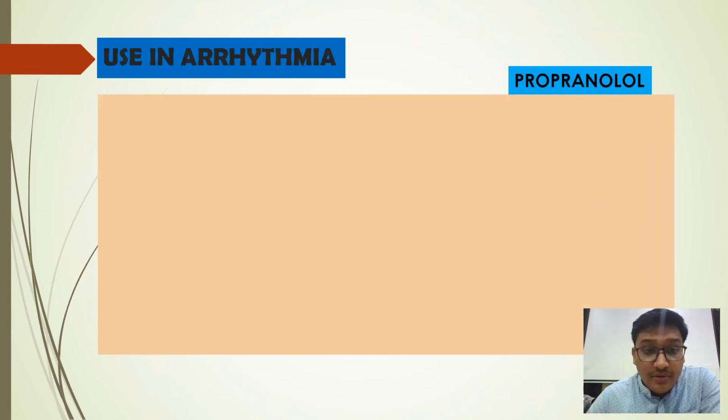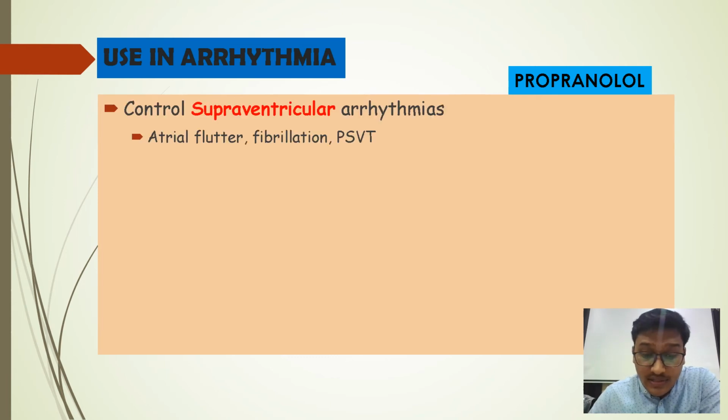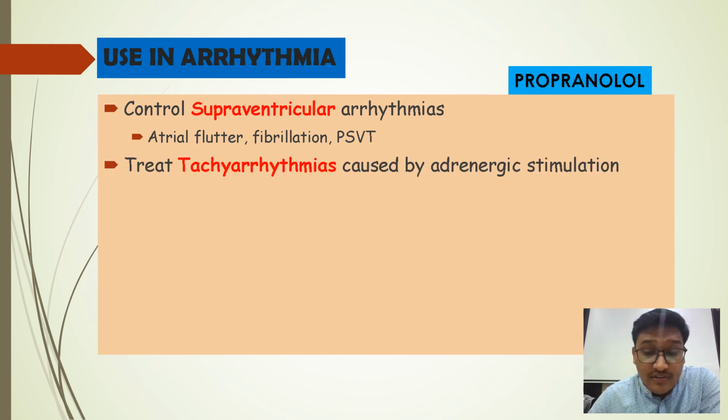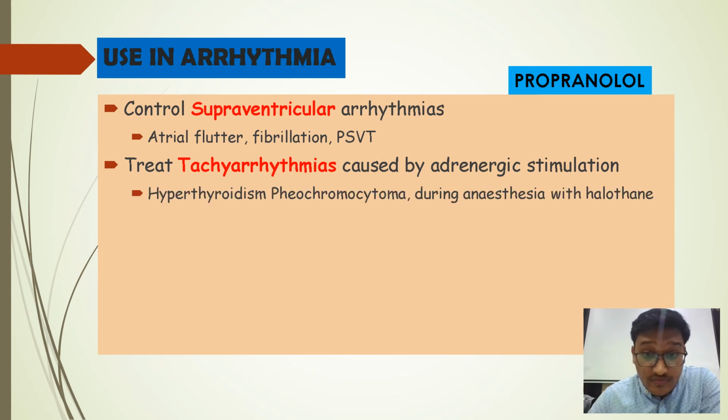So now coming to the uses in the arrhythmias. As you have all seen now, according to the mechanism of action, we have understood that there is AV nodal delay. So what will happen? It will control the supraventricular arrhythmias like atrial flutter, fibrillation, and the PSVT. And it is even used to treat tachyarrhythmias caused by adrenergic stimulation, like in cases of hyperthyroidism, pheochromocytoma, and even during anesthesia with halothane. And as it is used during anesthesia, it is used for emergency purposes too.